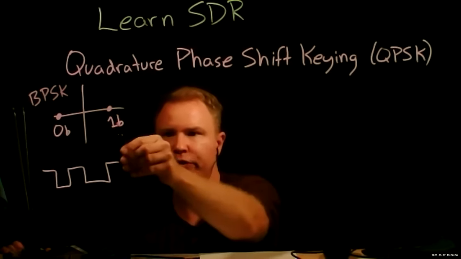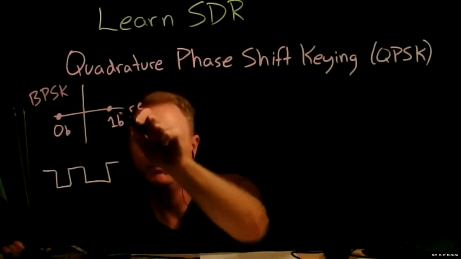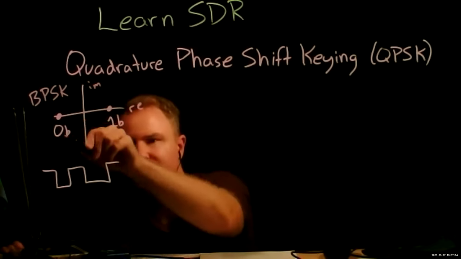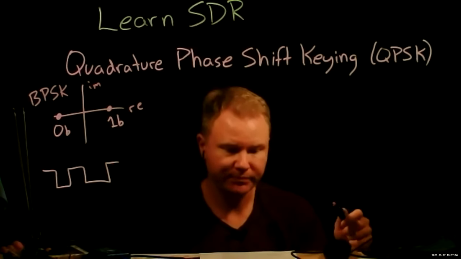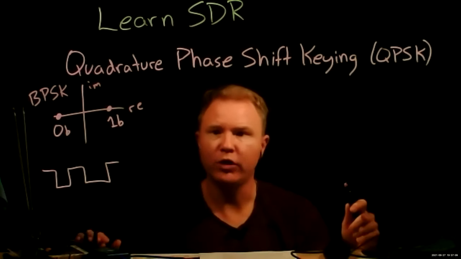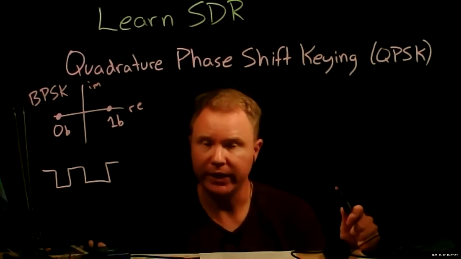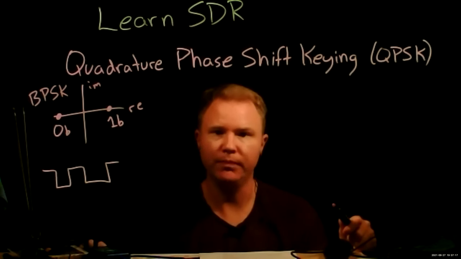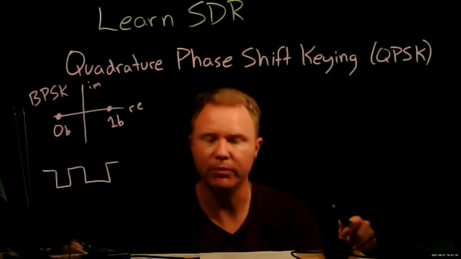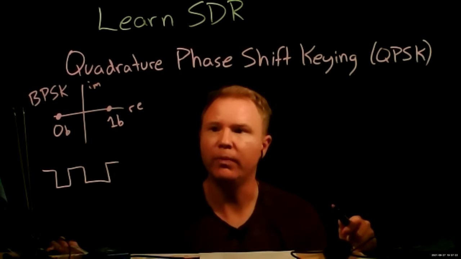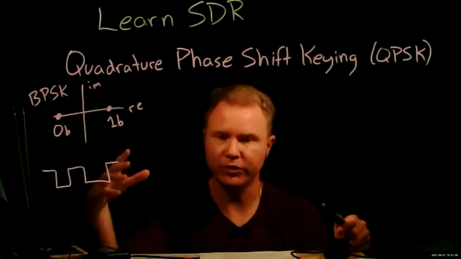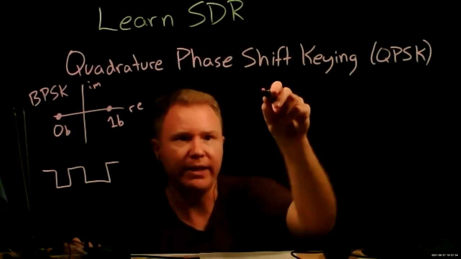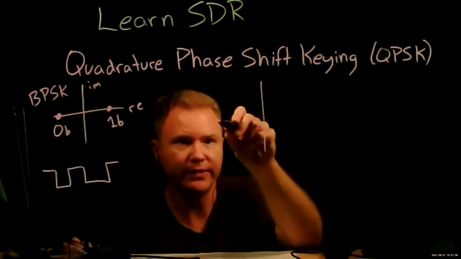Keep in mind that sometimes people define this part on the real axis as the binary number zero and this as the binary number one, depending on your convention. So today we're going to look at quadrature phase shift keying, where we modulate both the cosine part by sending in real numbers and modulate the imaginary part by sending in imaginary numbers. So we'll send in complex numbers. So in the complex plane, usually this is represented as four points.